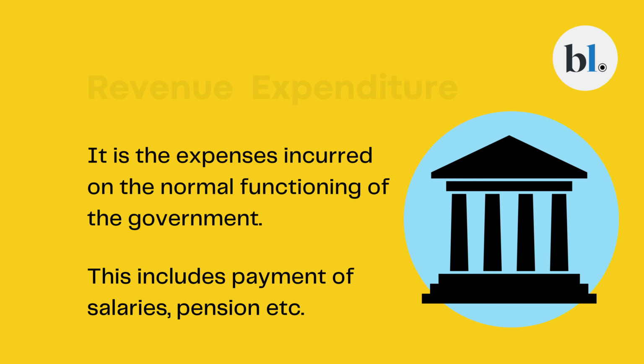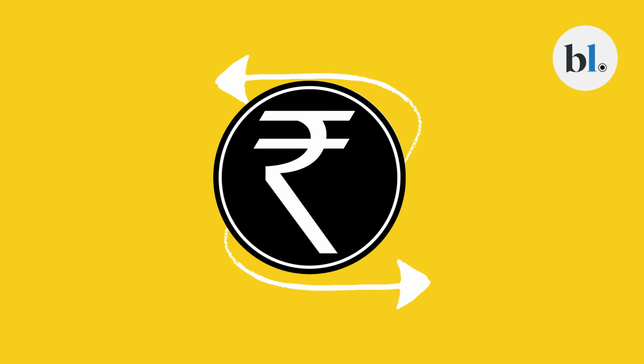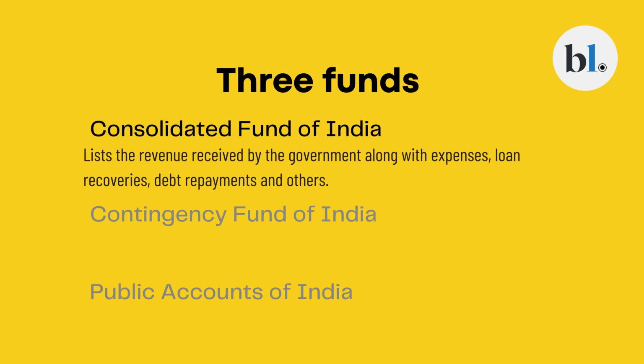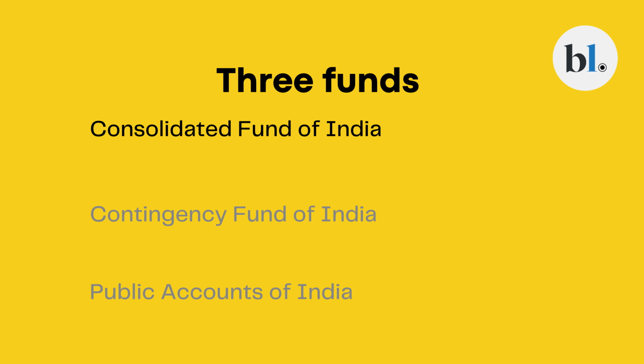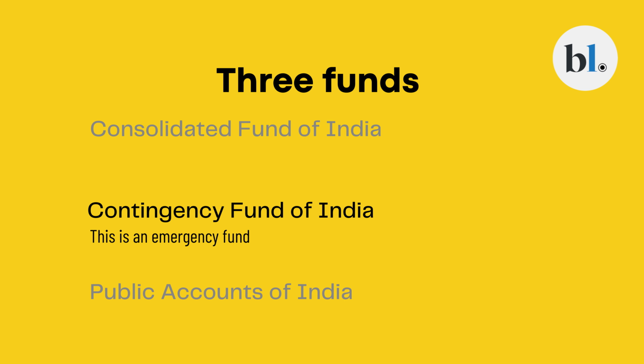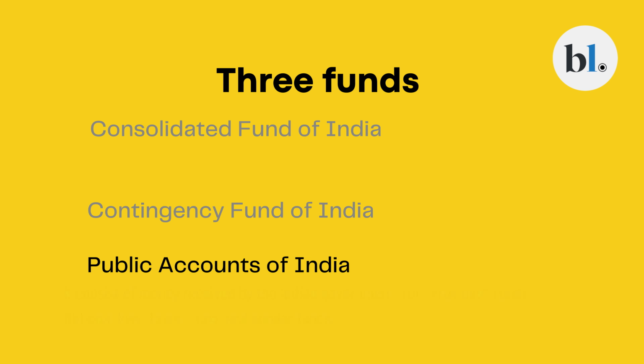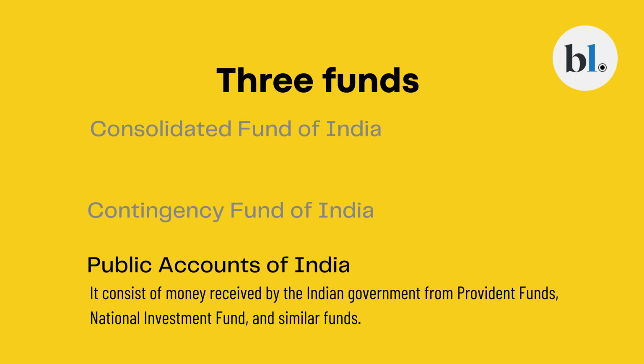So now, we know where the money comes from and where it goes. But how does the government keep track of it? This is where 3 funds, the Consolidated Fund of India, the Contingency Fund of India, and the Public Accounts of India come into play. Before we go, Finance Minister Nirmala Sitharaman is likely to talk about the overall economic health of the country in her budget speech.